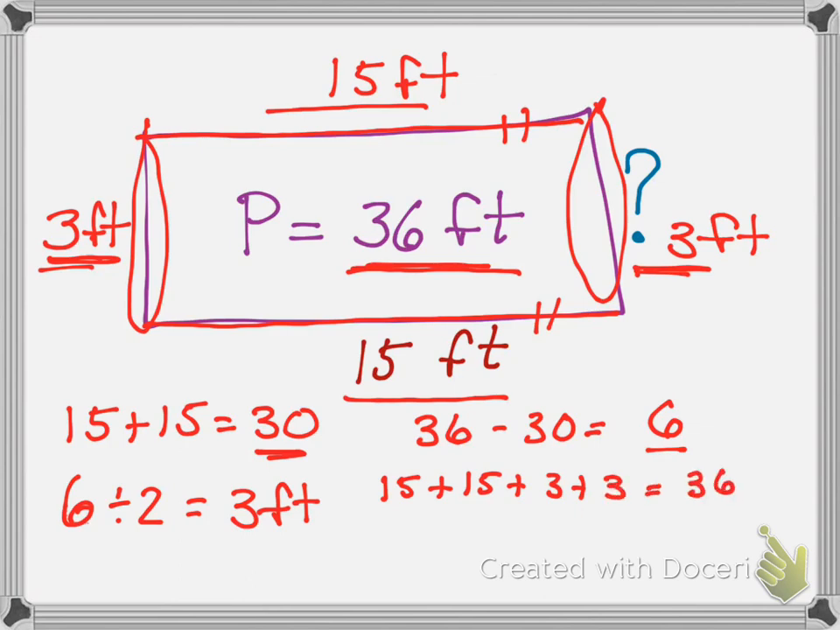And with the distributive property, we would put in parentheses 15 plus 3, times that by 2. So we get 18 times 2 is equal to 36 feet. And there we go. We did this problem correctly.